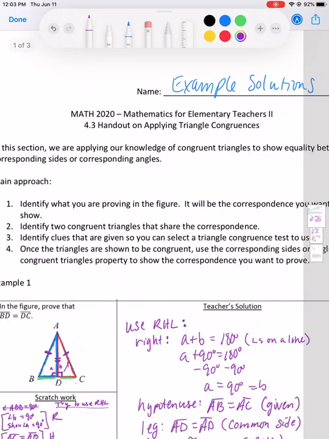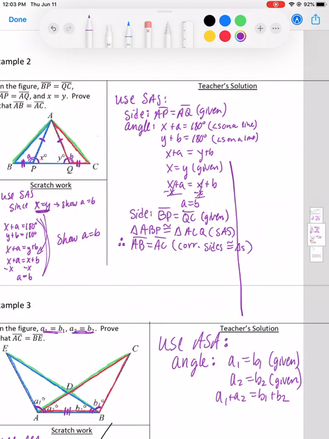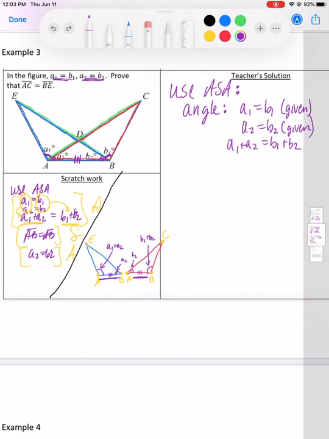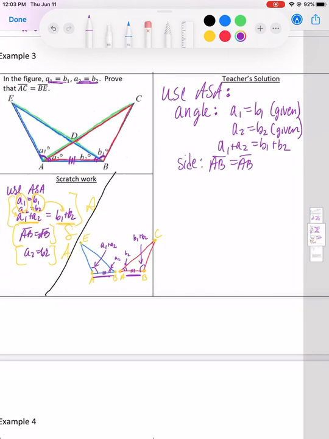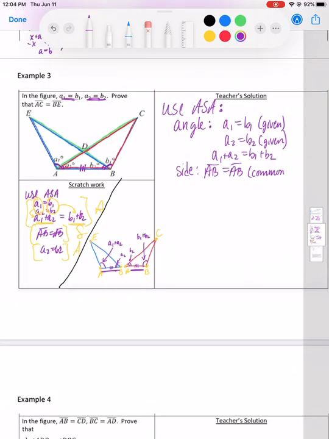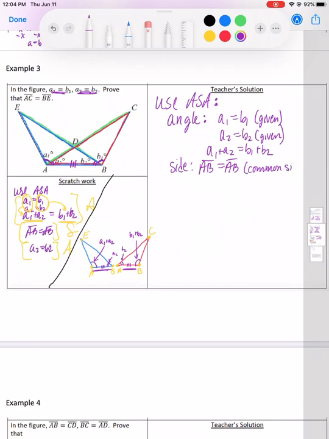Now I'm going to show my side correspondence. Oh, gosh. Sorry about all that jumping around. Watch where my hand goes. Okay, side correspondence now. That side correspondence was AB equals AB. Okay, AB from the blue triangle equals AB from the red triangle. And we call that the common side. Okay. So that is equal to that. So we are done with the side correspondence.